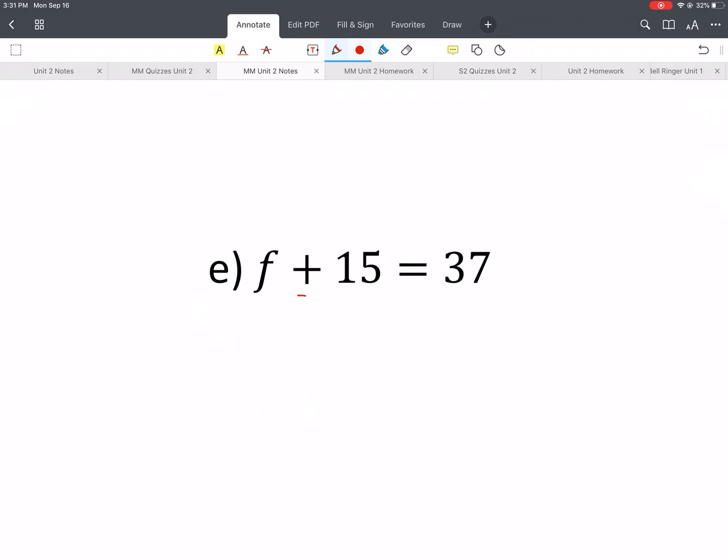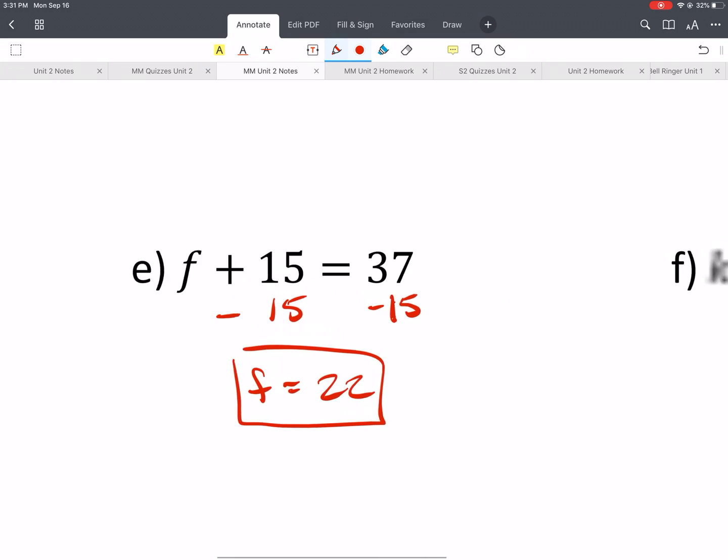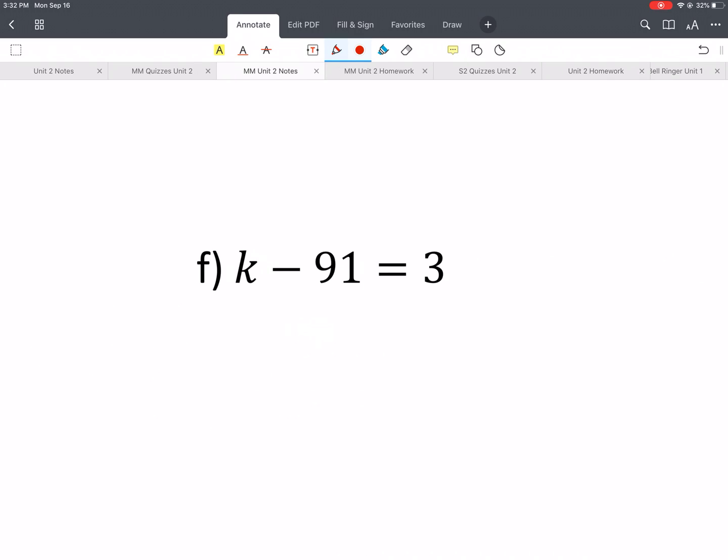For E, since it's adding, we have f, we want to get f by itself, but it's adding 15 to it, so to get rid of that we would subtract 15. Did I say 5? I meant 15. So that would end up giving us f equals 22. And for the next one, about the same, we would add 91 to both sides. We'd get k equals 94.